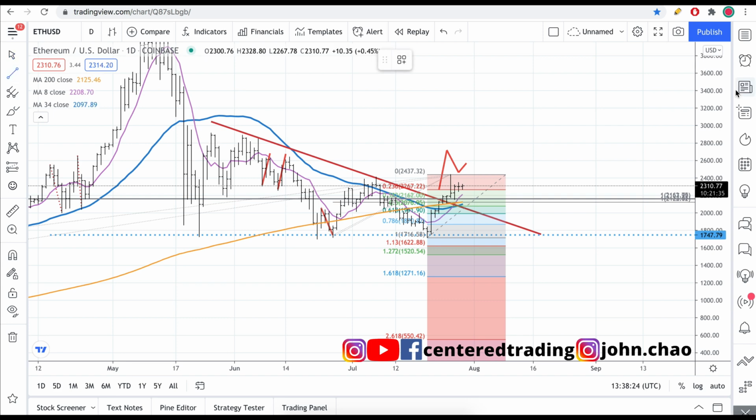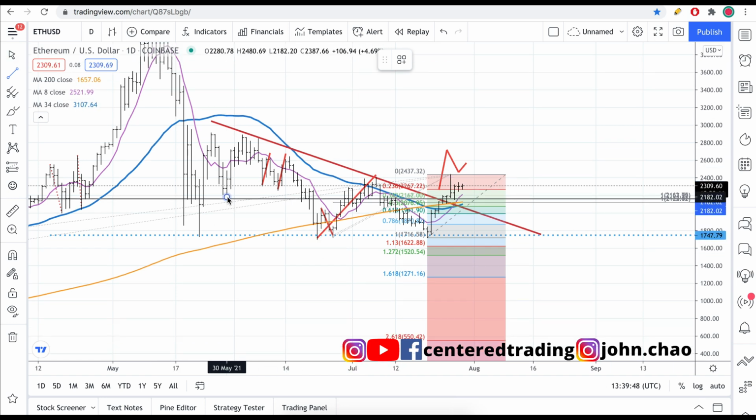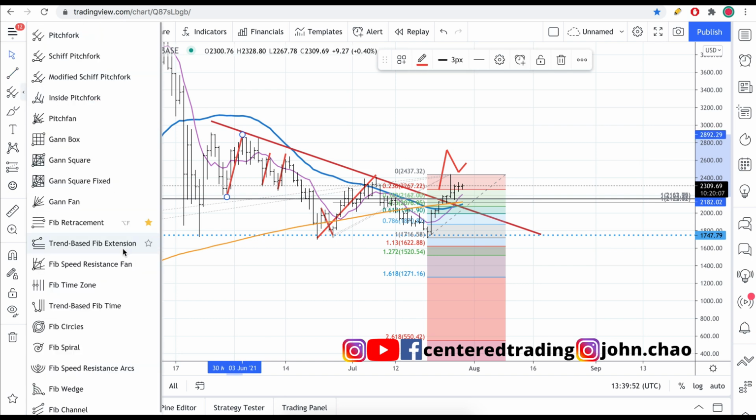Taking a quick look at Ethereum on the daily chart, we can start to map out some potential resistance areas. For example, from this pivot low to pivot high. Over here is another example from this pivot low to pivot high. What I'm trying to do is look for some symmetry resistance.